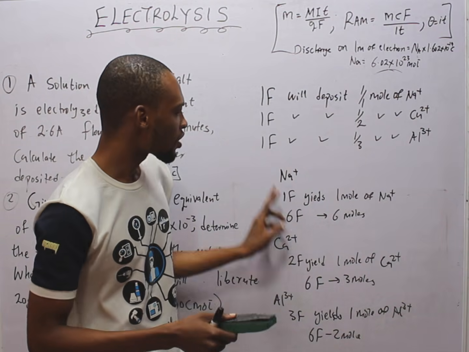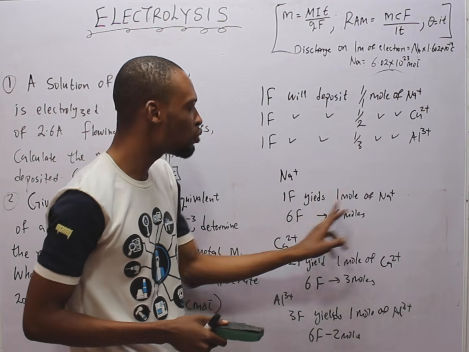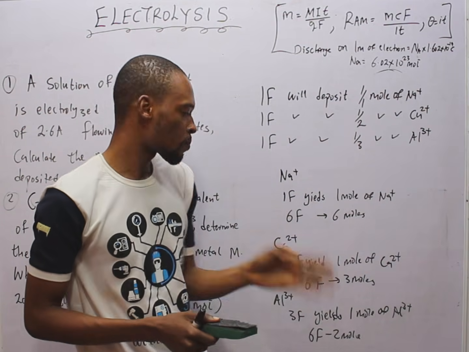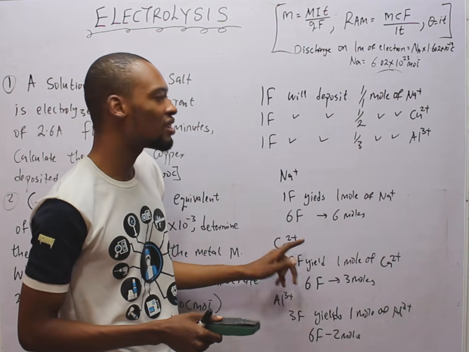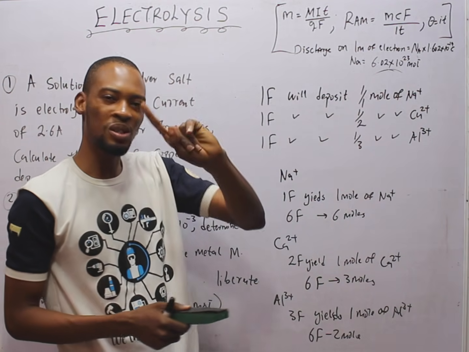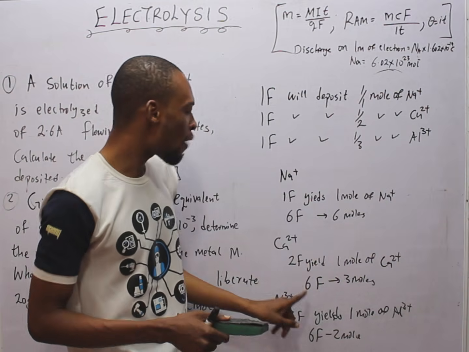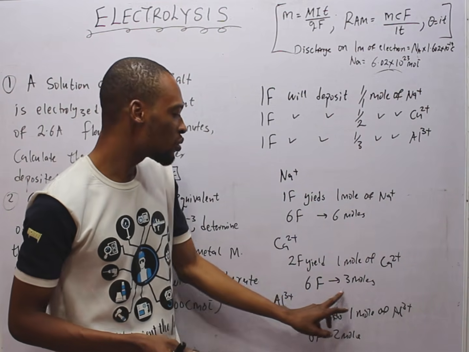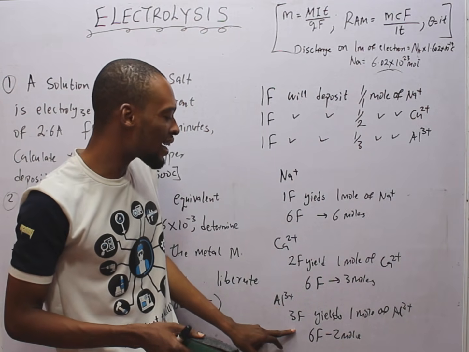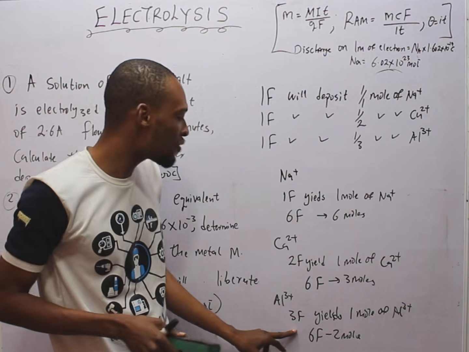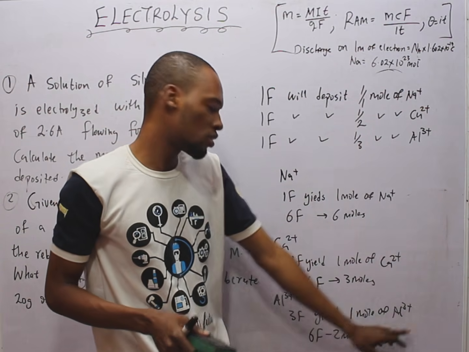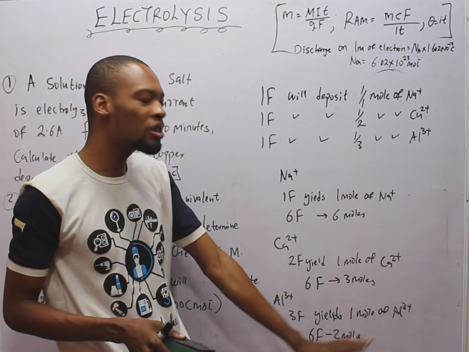For example, sodium ion, 1 Faraday will yield 1 mole of sodium ion. 6 Faraday will therefore yield 6 moles. Look at calcium. Calcium is divalent. So 2 Faraday will be needed to yield 1 mole of calcium ion because it is divalent, while 6 Faraday will be needed to yield 3 moles of calcium ion. Look at aluminium. A whole 3 Faraday will have to yield just 1 mole of aluminium ion, while 6 Faraday will be needed to yield just 2 moles.